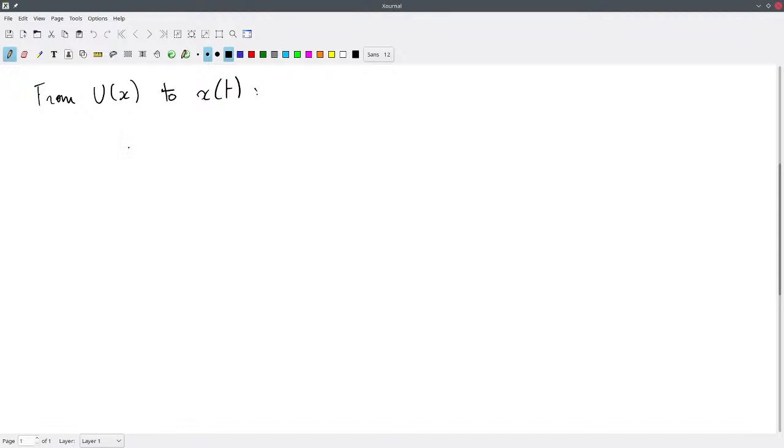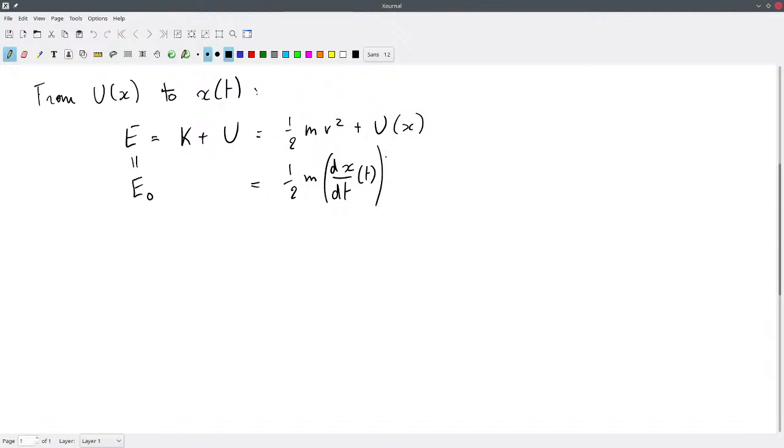So let's start from the thing we know, right? The total energy is the kinetic energy plus the potential energy. So in this case, that will mean this is 1/2 mv squared plus U as a function of x. And so really what we're saying here, that the constant energy, we can say E0, is equal to 1/2 m (dx/dt), which is a function of time, squared plus U of x, where x is a function of time. So we can solve this for dx/dt.